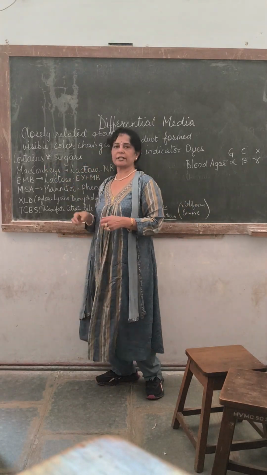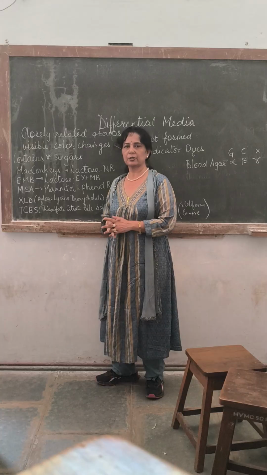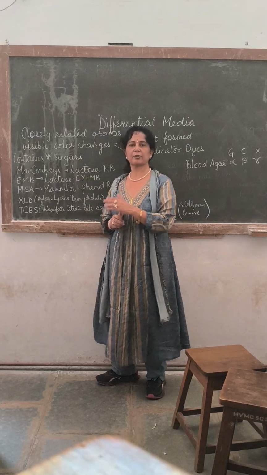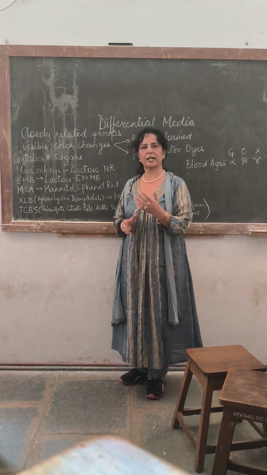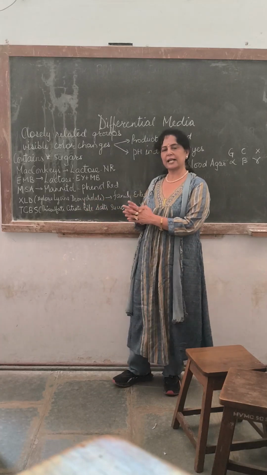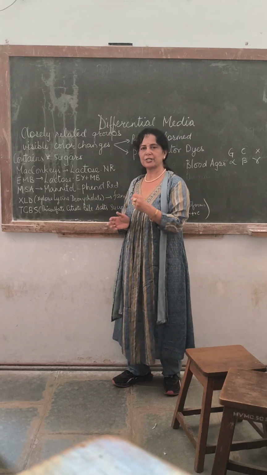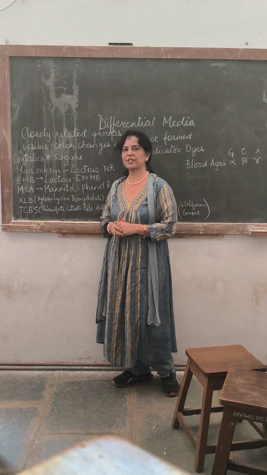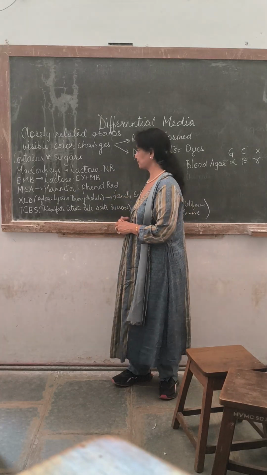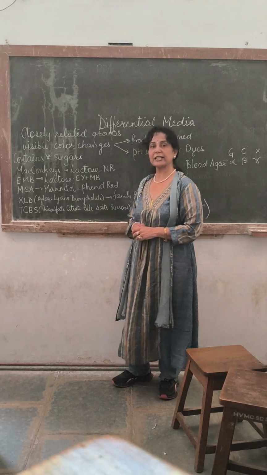Now these media usually contain a larger amount of sugars. Different sugars are taken and their fermentation is observed, and on the basis of the fermentation they are able to produce certain acids, and these acids will be captured by the pH indicator dyes and they will give the color change, and on the basis of the color change we can identify the organism. The very first is MacConkey's agar plate.